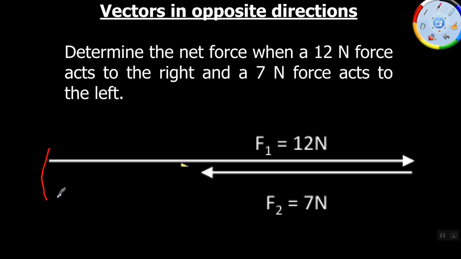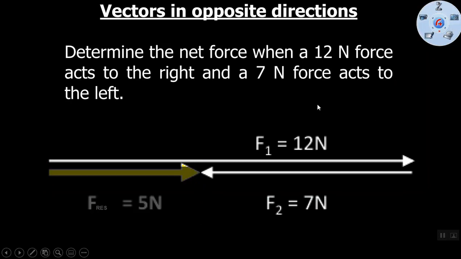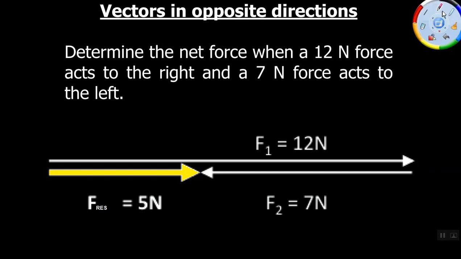From here, round about there to round about here. And what we'll see now is our resultant is there. So the 12 Newton force is bigger than the 7 Newton force. So my resultant starts where the first one starts. It ends where the last one ends. And then the direction is the direction of the biggest vector, which is this one.